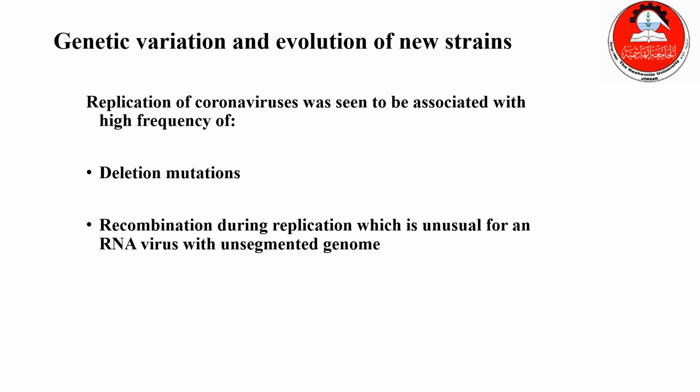So those two genetic variation mechanisms give the coronavirus the ability to introduce new mutations, and these new mutations might lead to the emergence of new human coronaviruses. Or even when these mutations are introduced into animal coronaviruses, they might lead to the emergence of a new strain which might have the ability to infect both animals and humans, and can jump from animals to humans, as we've seen in SARS, MERS, and COVID-19.